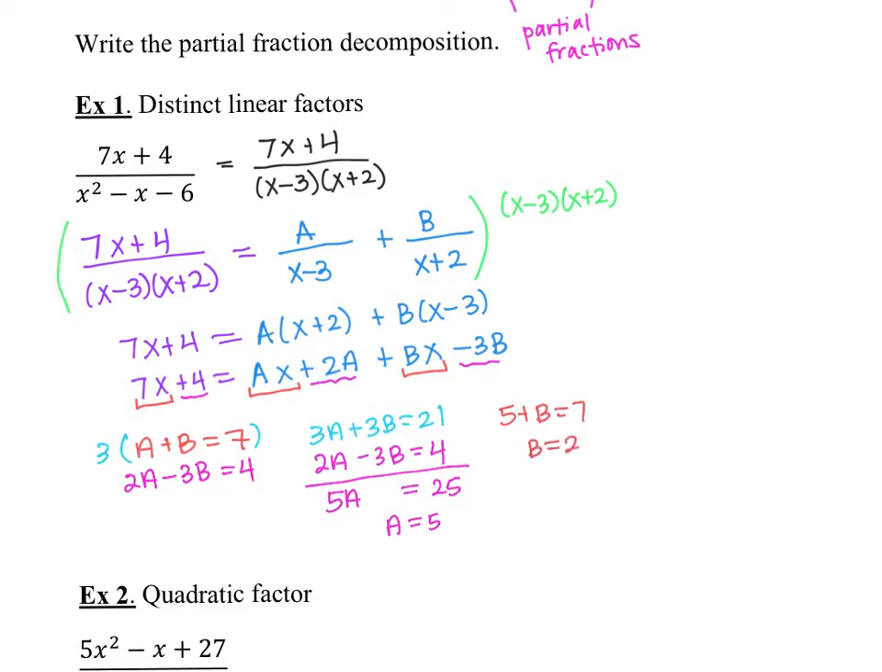So b equals 2. But I am trying to write this as a partial fraction decomposition, so I'm going to go back and see what my two fractions are. So I wrote it as a over x minus 3, so 5 over x minus 3 plus b over x plus 2. Okay, this is my partial fraction decomposition.